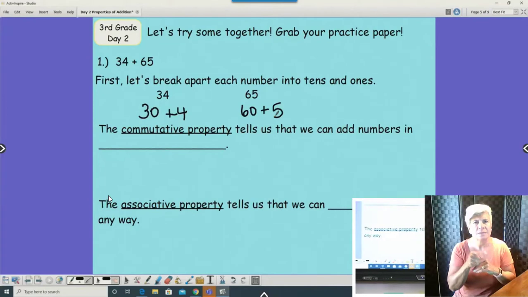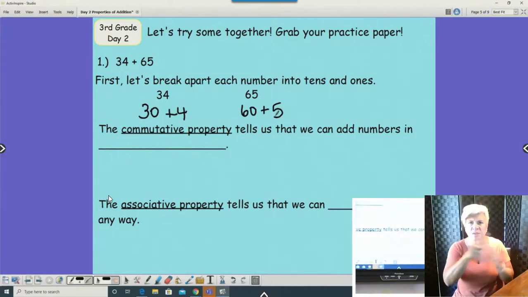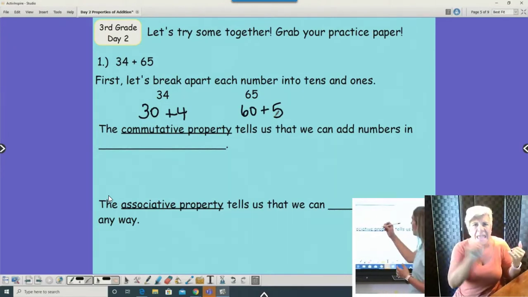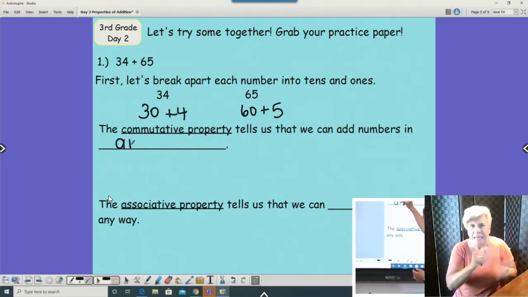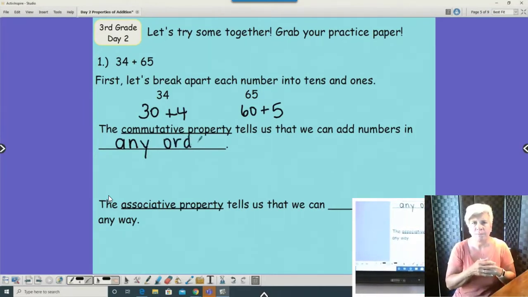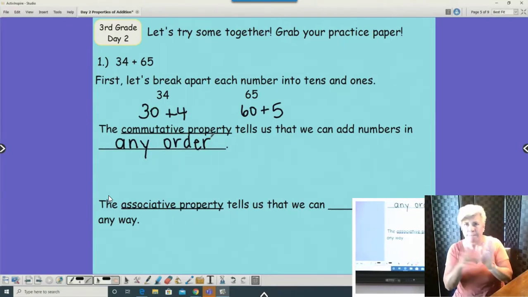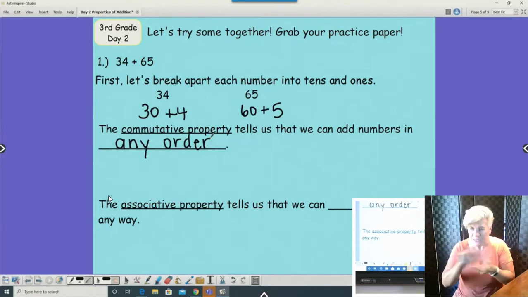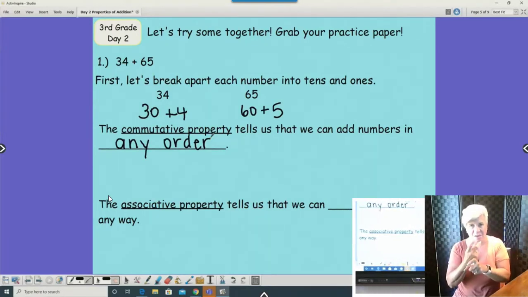Okay, so look at this sentence right here. It says the commutative property tells us that we can add numbers in what? That's right, in any order. Let's write that right here. In any order. So I don't have to answer 30 plus 4 plus 60 plus 5 in that order to get my answer. That would be really hard. But what I can do is change the order.